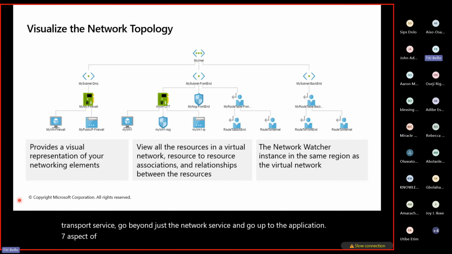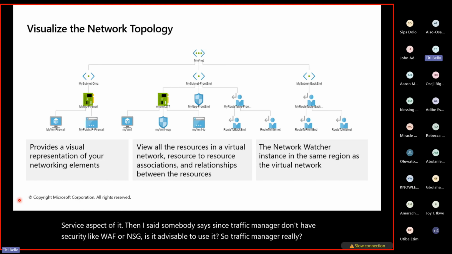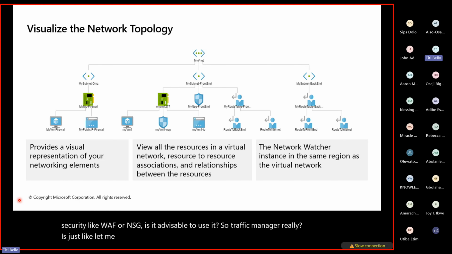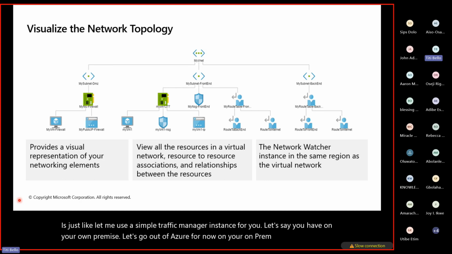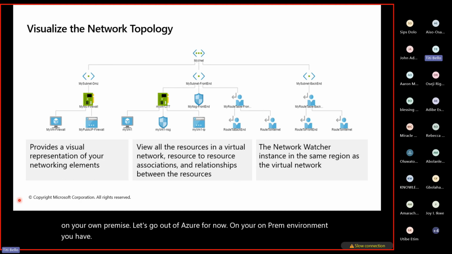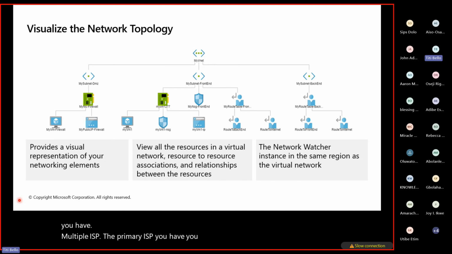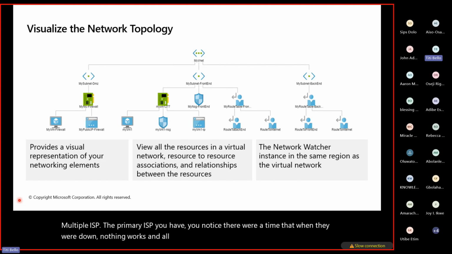Then somebody says, since Traffic Manager doesn't have security like WAF or NSG, is it advisable to use it? So let me use a simple Traffic Manager instance for you. Let's say you have on-prem, let's go out of Azure for now. In your on-prem environment, you have multiple ISPs. The primary ISP you have, you notice there was a time that when they were down, nothing worked and all your data is in the cloud. Your users will not work.